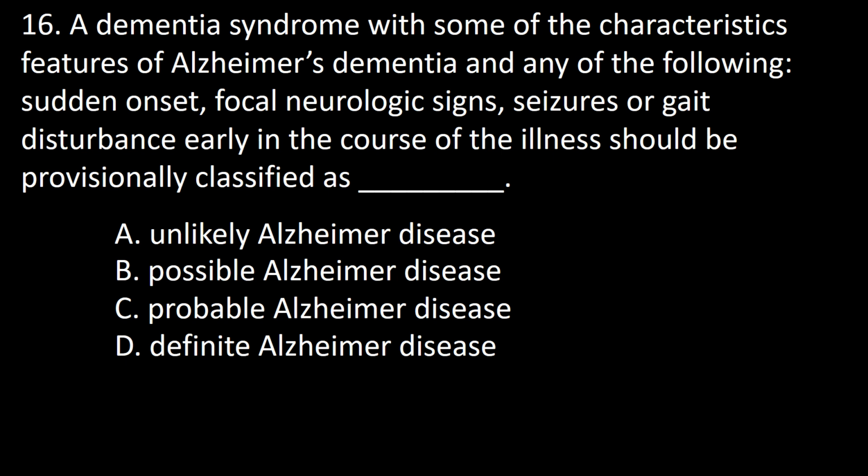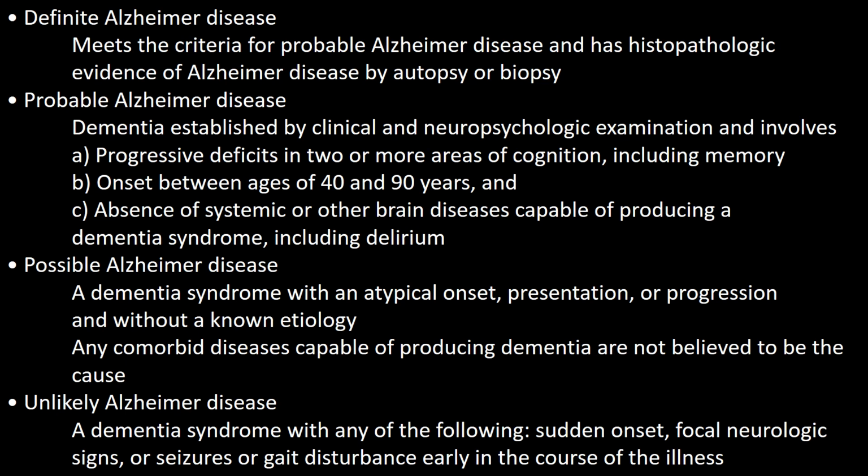Next question. A dementia syndrome with any of the following: sudden onset, focal neurological sign, or seizures or gait disturbances early in the course of the illness should be classified as A, unlikely Alzheimer's disease, B, possible Alzheimer's disease, C, probable Alzheimer's disease, D, definite Alzheimer's disease. This set of criteria is from the National Institute of Neurological Diseases for Alzheimer's disease. Stop the presentation and read each of these elements. After you finish reading it, continue rolling.